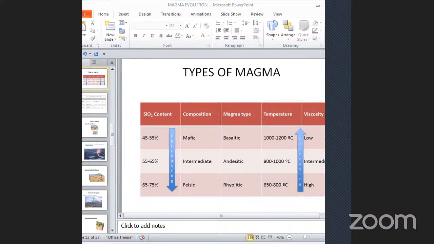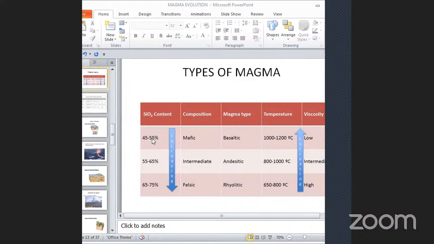So those are three types, right? You see here, mafic and intermediate and felsic. So this is called mafic or basaltic, and intermediate or andesitic, and felsic or rhyolitic. This is magma type. So this is composition, right? So first one is basaltic magma.